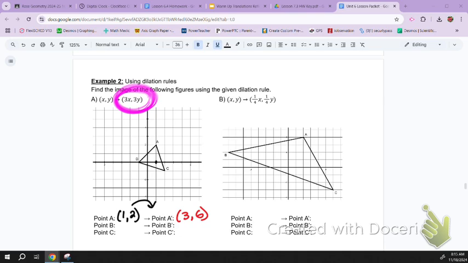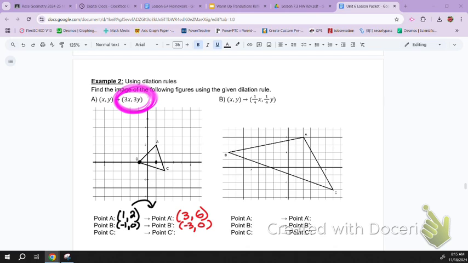I'm going to go point by point. B is at -1, 0. This is why we might need our calculators. -1 times 3. Yep. What's 0 times 3? It's just 0. Okay. When we're on the x-axis, if I'm multiplying by 0, it's not going to change.